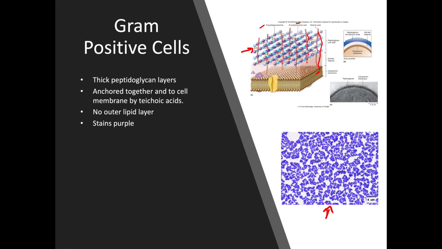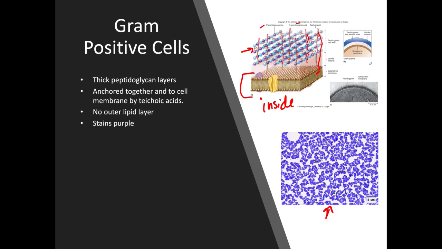Then we have our cell membrane down here. This is the inside of the cell. So there's no outer lipid layer on the outside of the cell out here in gram-positive organisms. So gram-positive organisms have teichoic acids and thick cell walls, whereas gram-negative cells do not.